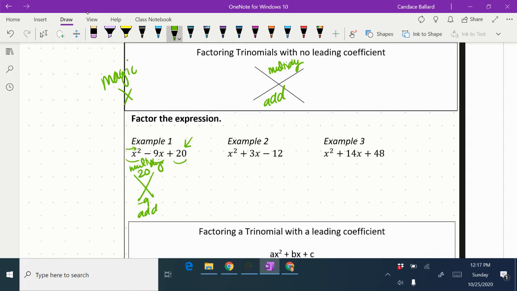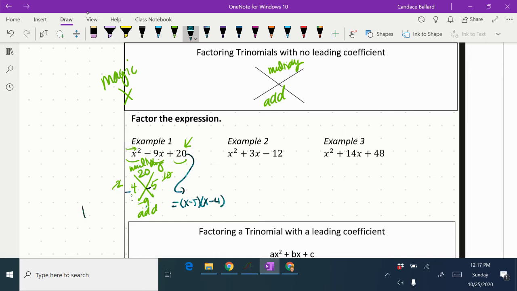So 2 numbers, so I would go through the factors of 20. I'm going to try 2 and 10. 2 and 10 definitely don't add to 9. They do multiply to 20, so I'm not going to use 2 and 10. Another set I have is 4 and 5. 4 and 5 both multiply to 20, but they do not add to negative 9. However, if I were to put a negative sign in front of each of them, they now multiply to positive 20 and add to negative 9. So we cannot leave this on the magic X. The way we would write this is that it equals x minus 5 times x minus 4.